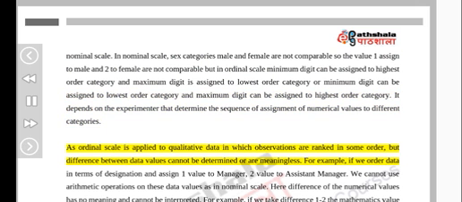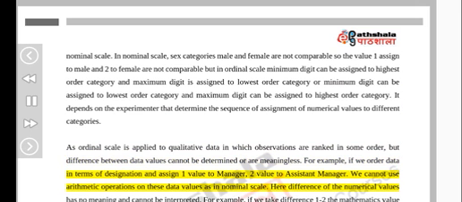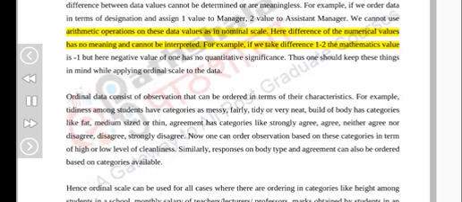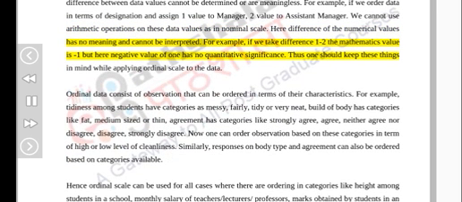As ordinal scale is applied to qualitative data in which observations are ranked in some order, but the difference between data values cannot be determined or is meaningless. For example, if we order data in terms of designation and assign 1 to manager and 2 to assistant manager, we cannot use arithmetic operations on these data values, as in nominal scale. Here the difference of the numerical values has no meaning and cannot be interpreted. For example, if we take the difference 1 to 2, the mathematical value is -1, but here a negative value of 1 has no quantitative significance. Thus one should keep these things in mind while applying ordinal scale to the data.